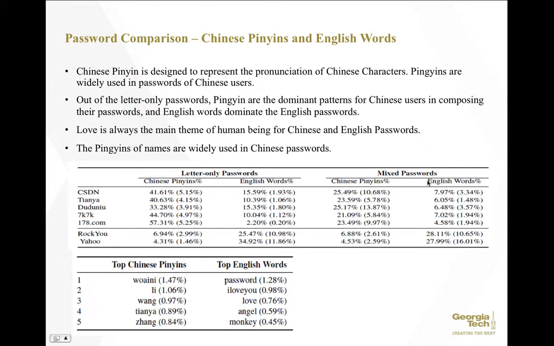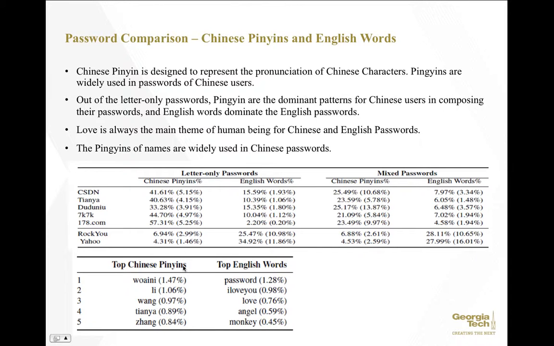So most passwords have a similar pattern. Chinese pinyin is used by a lot of Chinese passwords, and English words are used by English passwords.